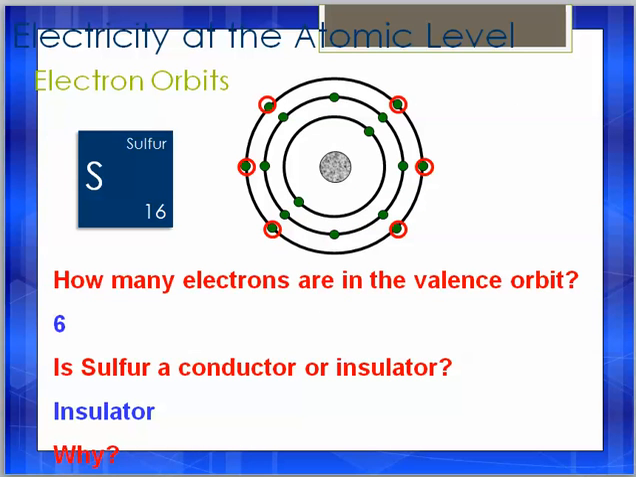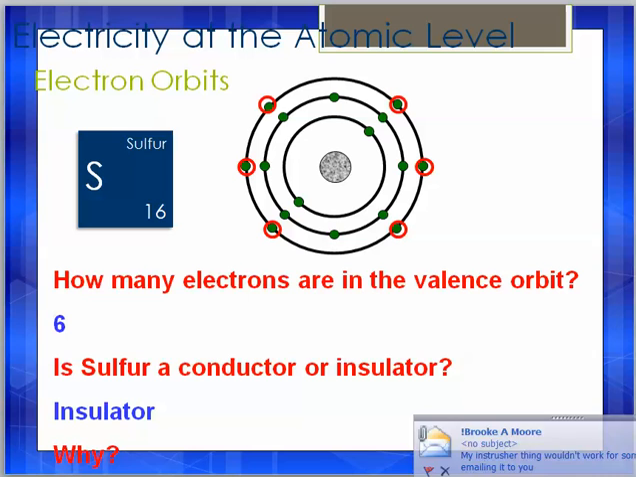Electricity at the atomic level. How many electrons are in the valence orbit? Well, they show us there's 6 of them here. Right, so that's pretty easy. Is sulfur a conductor or an insulator? Why? Well, it's an insulator. All right, it's got 6, and it's going to be very hard for all these 6, meaning it's not going to allow electrons to flow very easily. It's going to be more likely to take on 2 more electrons than it is to let those go and just start floating all over the place freely all by themselves.